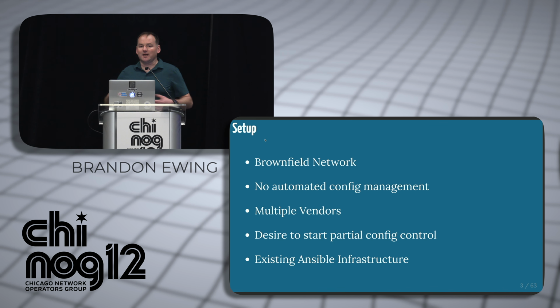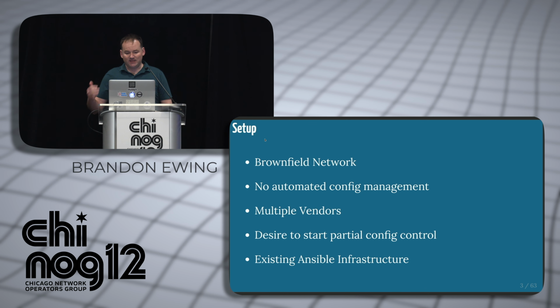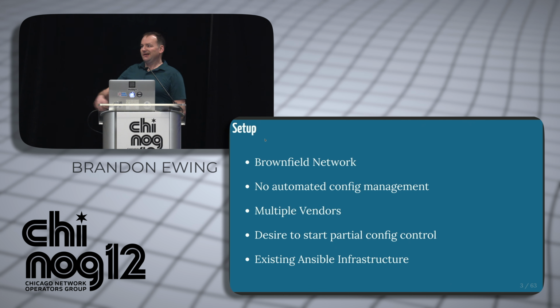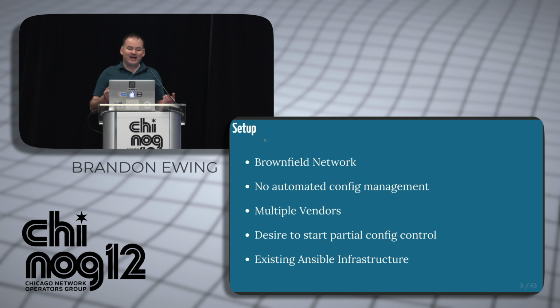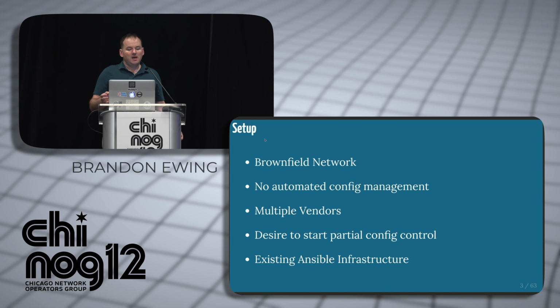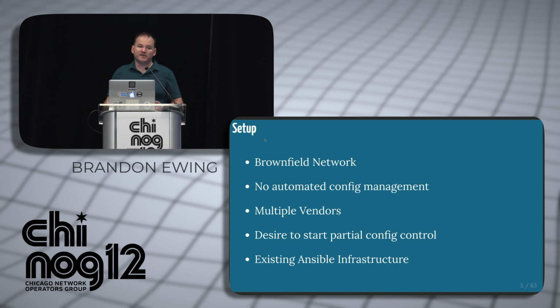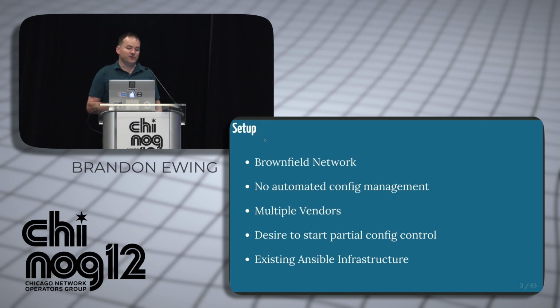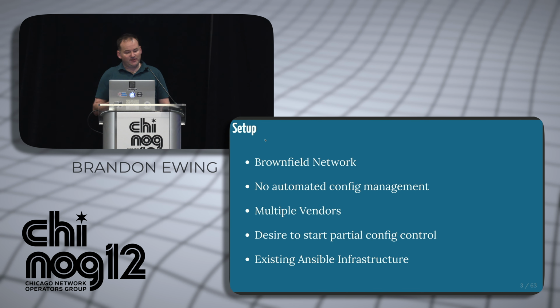So this is kind of going to be a story about my journey learning how to configure networks with Ansible Network Resource Modules. So imagine that you are walking into a brownfield network. It's been deployed for quite some time. There's no automated configuration management. It's been managed by a team of network engineers logging into the CLI and running commands for quite a few years. It's multiple vendors because procurement departments love to do that to you.